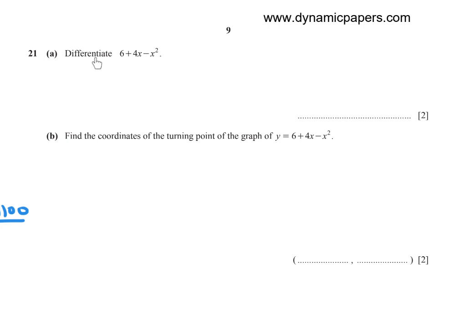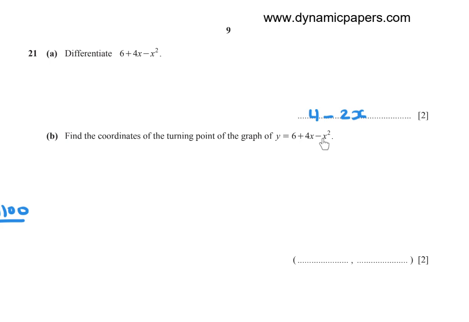21a. Differentiate 6 plus 4x minus x squared. The derivative of 6 equals 0. The derivative of 4x is 4, minus the derivative of x squared, 2x. So 4 minus 2x.